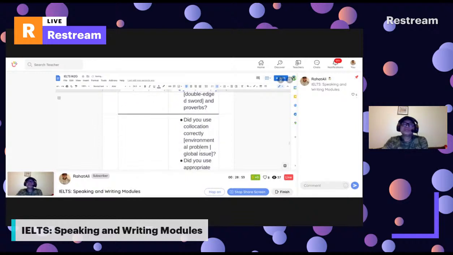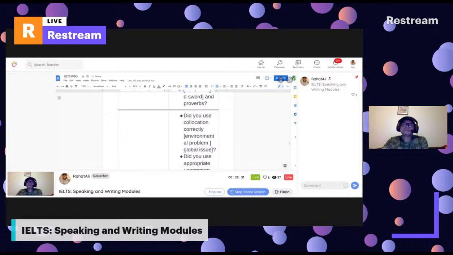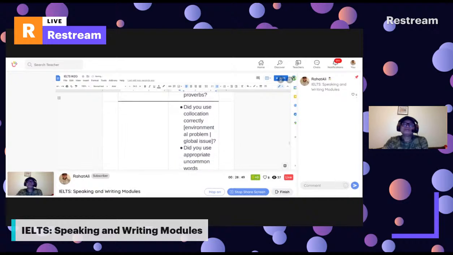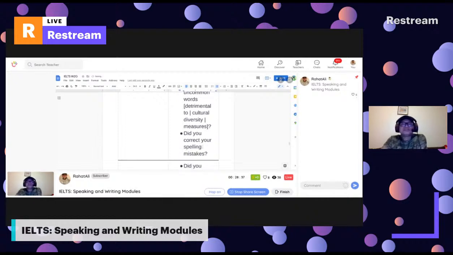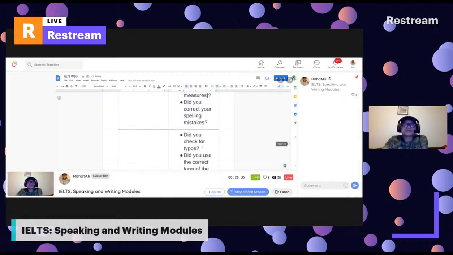Did you use collocation correctly? Environmental problem, global issue. Did you use appropriate uncommon words? Detrimental to, like cultural diversity. Did you correct your spelling mistakes? Did you check your typos? Did you use the correct form of the word you needed? Adverbs, nouns, adjectives, and verbs.